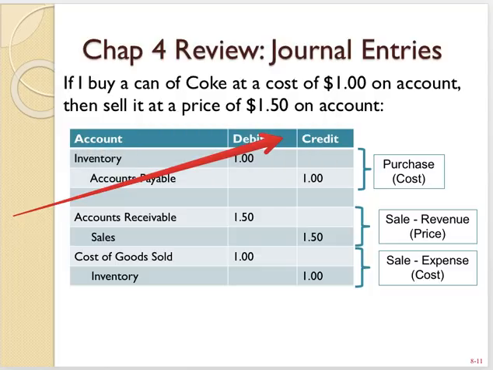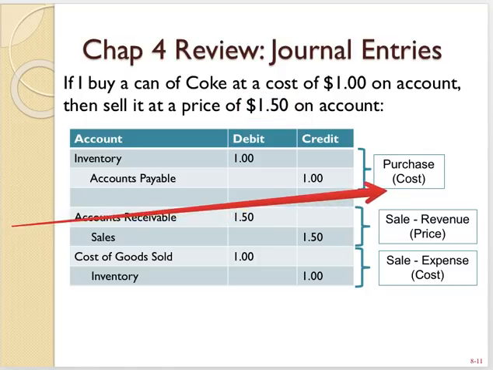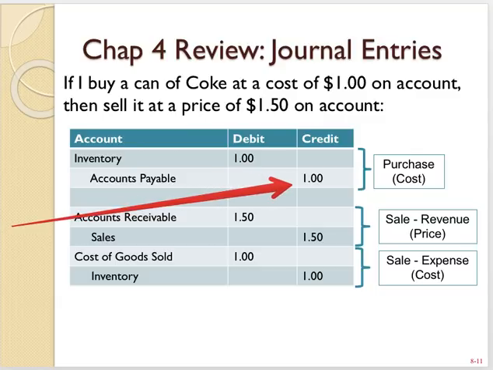So now, as far as the amount to use, we talked last time in chapter 4 about cost versus price. Well, our cost, what we paid for it, was $1, and our price, what we sold it for, is $1.50. So when you're talking about the purchase entry, your purchase is always going to be at cost, what you paid for it. So that's why I'm using the dollar here and here, because this is our purchase entry.